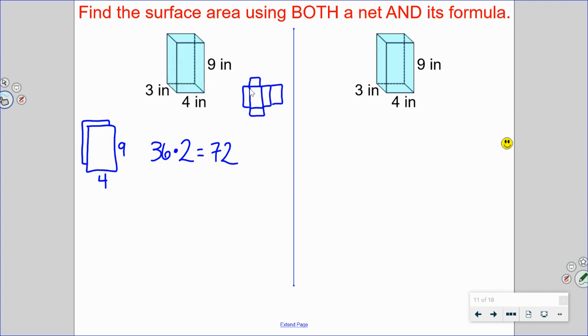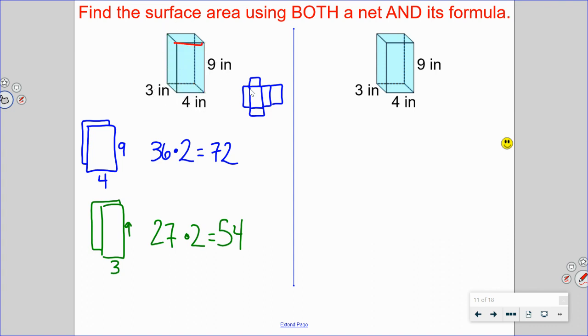All right, I'm going to erase that. Now I'm going to look at the side faces, the left, which happens to be the same as the right, ladies and gents. In this case, I see 3 inches, and if that's 9, then that's 9. Yep, it's 3 by 9, or 27. And I do have 2 of those, so I'm going to multiply by 2.